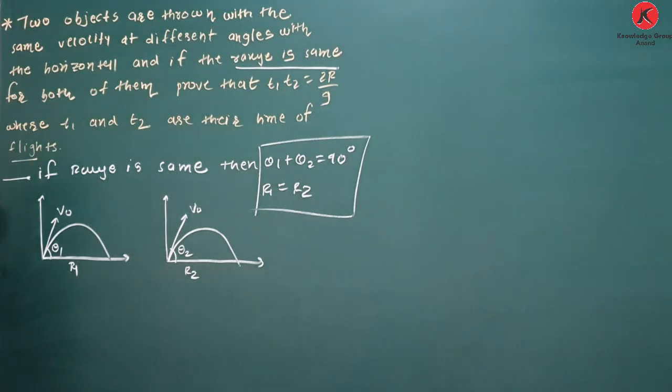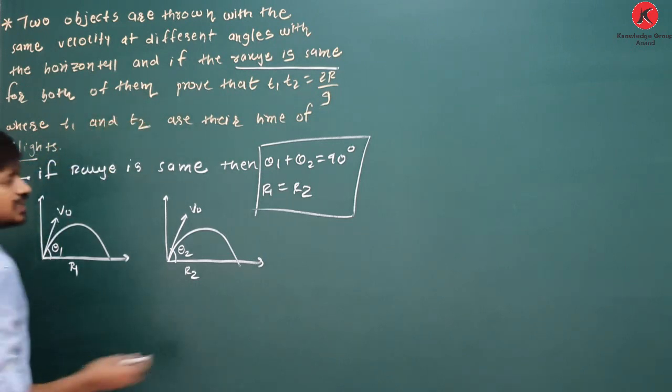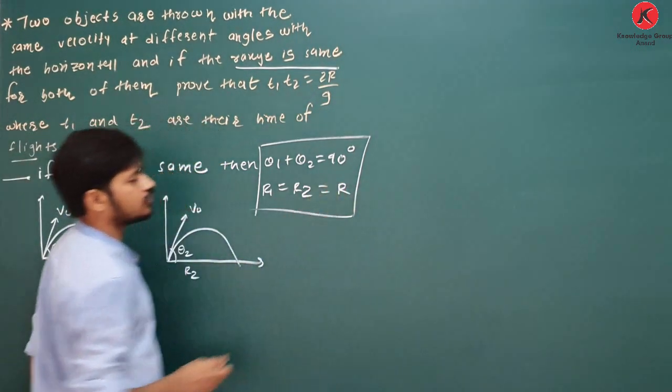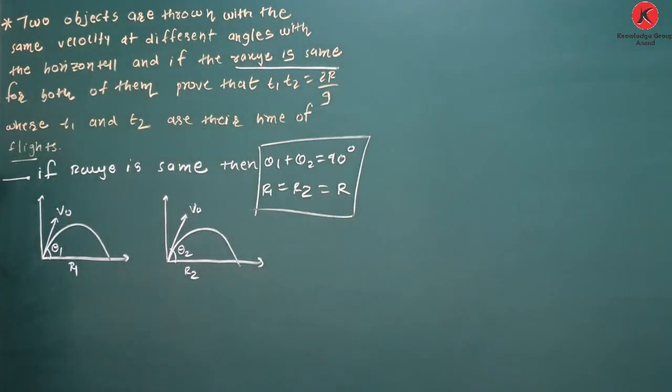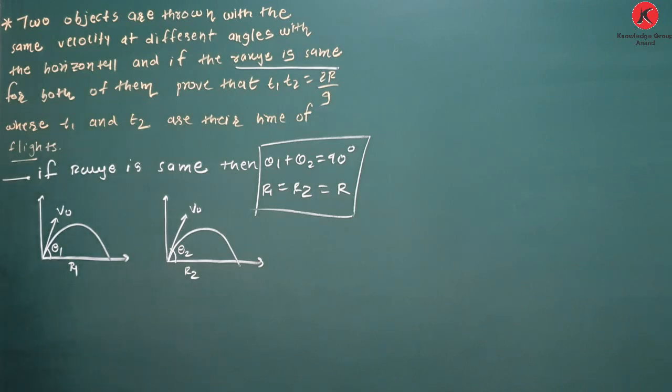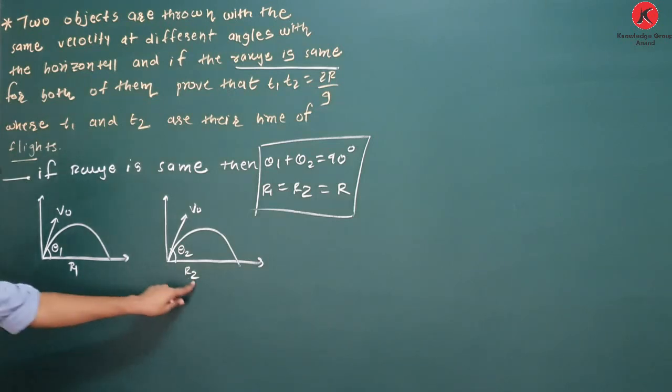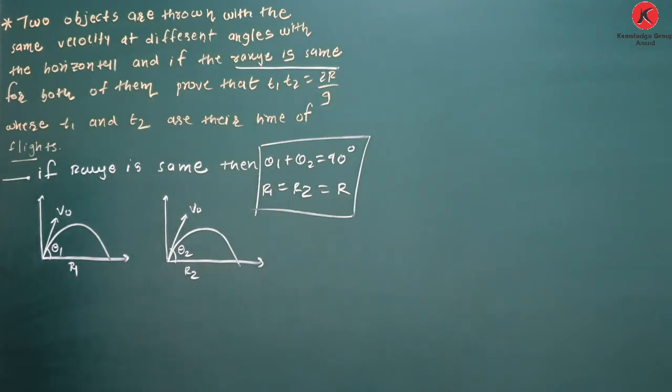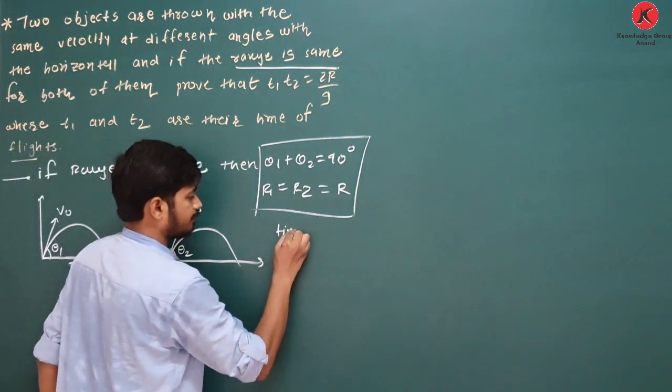Clear about this? Okay. Then what you have to find? For both of them, prove that T1 T2 is equal to 2R upon g. The range is the same, so we can write R1 is equal to R2 is equal to R, where T1 and T2 are their times of flight. First of all, we will find the time of flight for these two cases. What is the equation of time of flight?